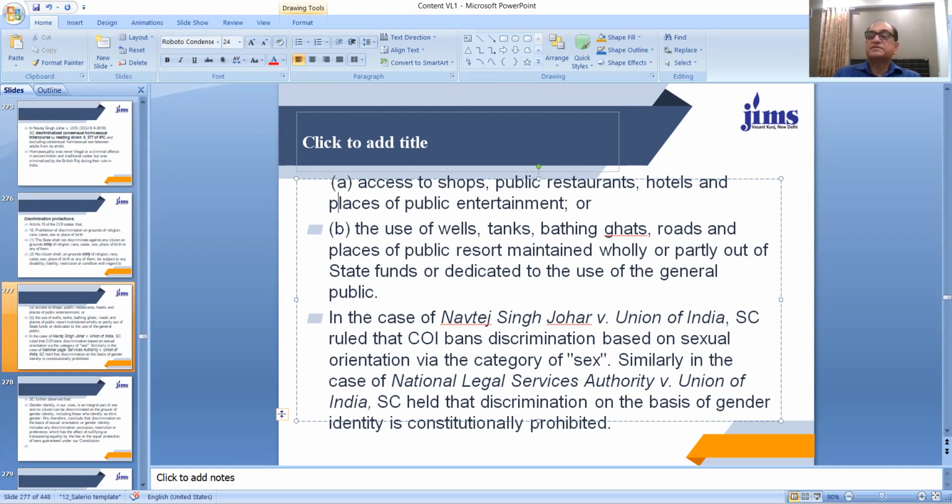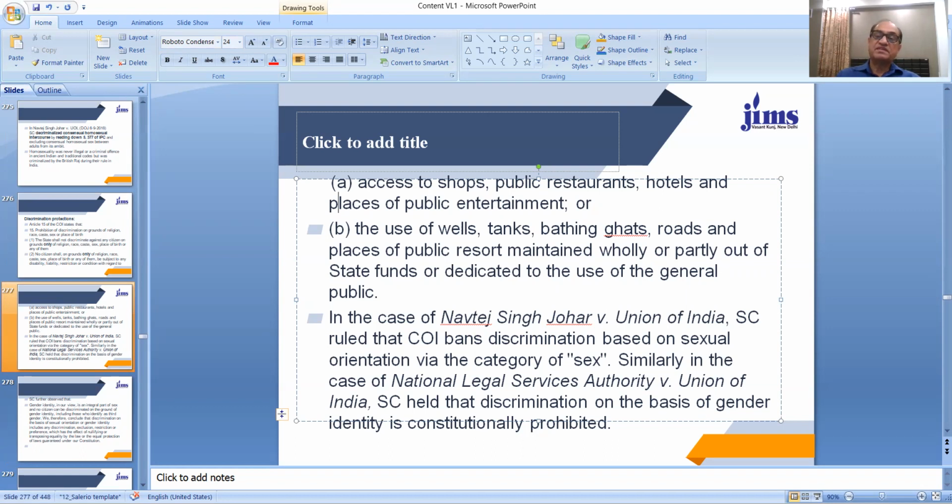Similarly, you cannot discriminate merely on the ground of sex, saying that you are a transgender person so you will not take water from this well. Or you are a person belonging to a scheduled caste, so you cannot draw water from the well or a particular tank, or bathing ghats, or use this road or places of public resort maintained wholly or partly out of state funds or dedicated to the use of the general public. So transgender persons having a different sex orientation cannot be discriminated against in view of Article 15.